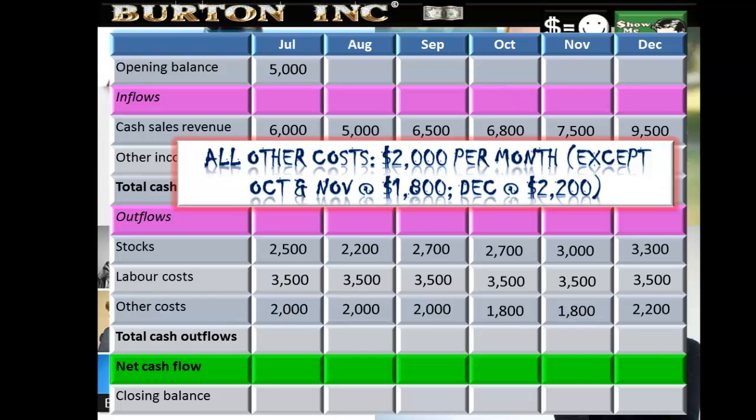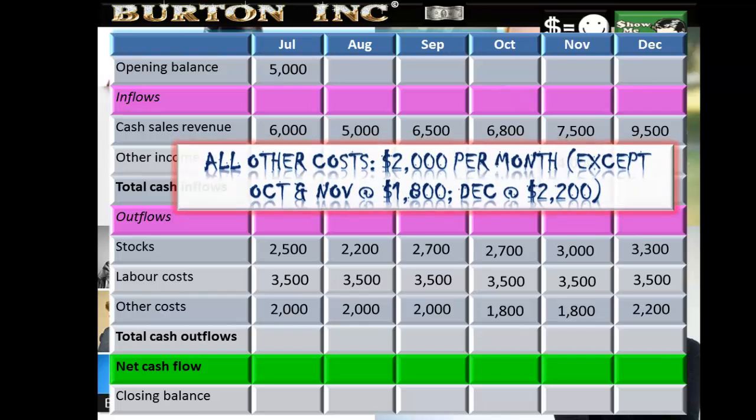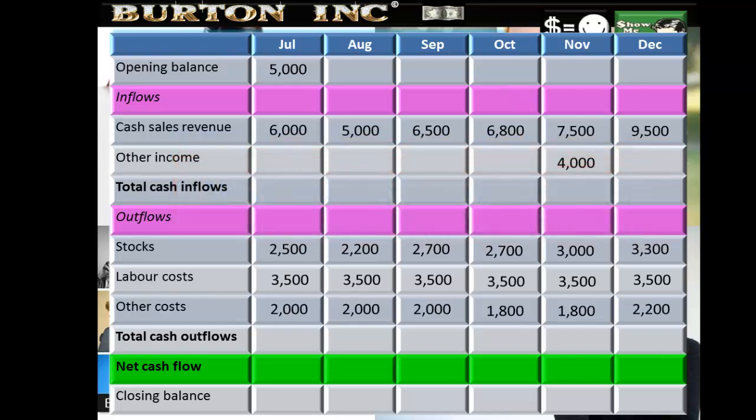You need to go and be able to complete the rest of the table. We'll start with total cash inflows and we'll just sum these month by month, and it's going to be very easy. November's the only time where we have to do a little bit of maths. So July, total cash inflows are 6,000. In August, they're 5. September, 6.5. October, 6.8 thousand. And November's the only month we've got to do some summing for our total cash inflows. They turn out to be $11,500. Total cash inflows identified, summed, moved to total cash outflows.